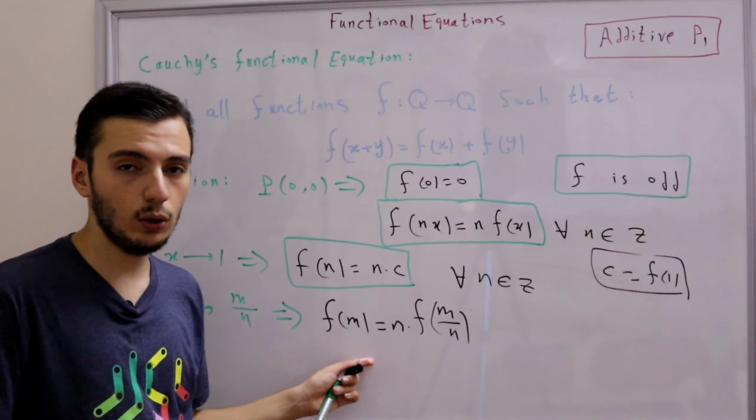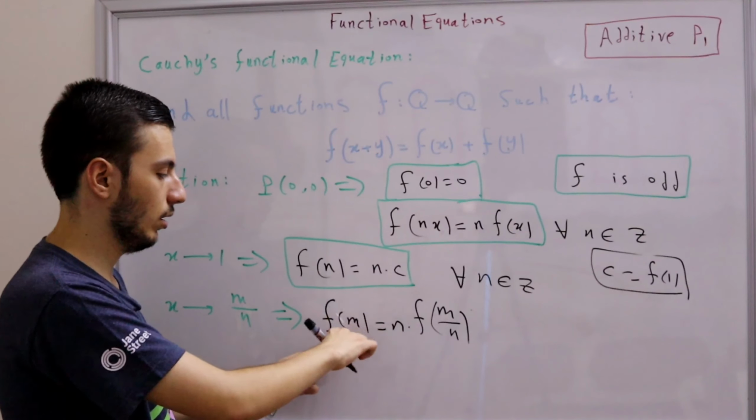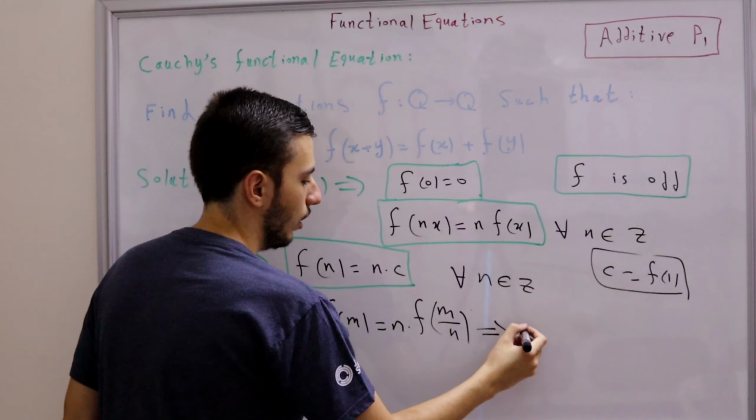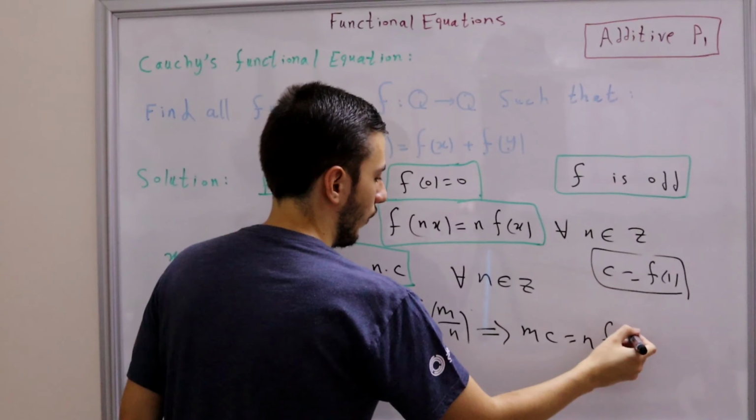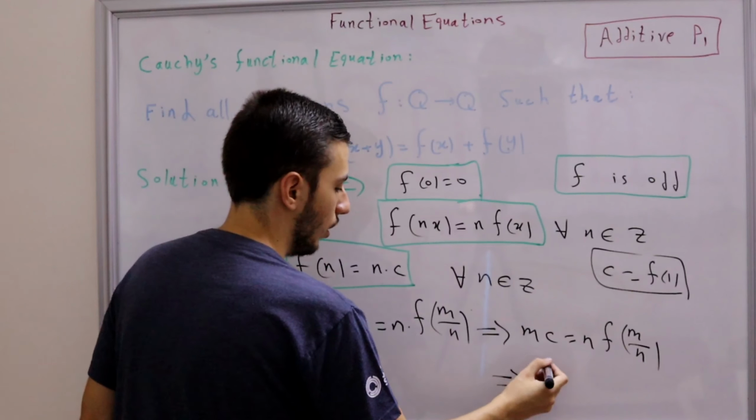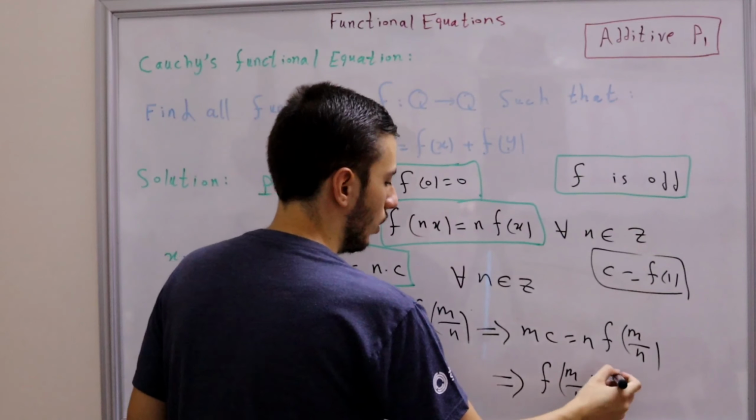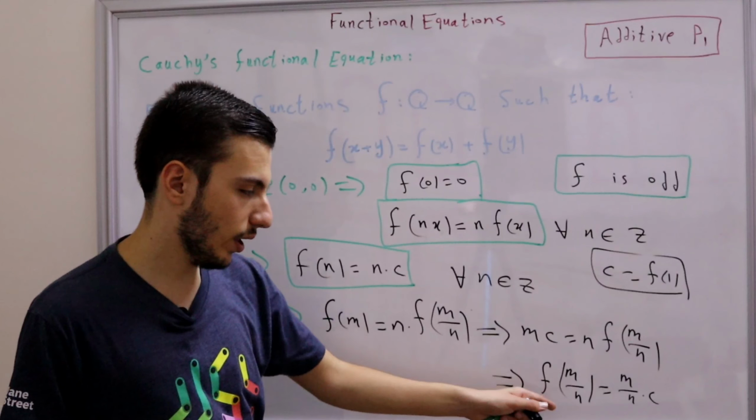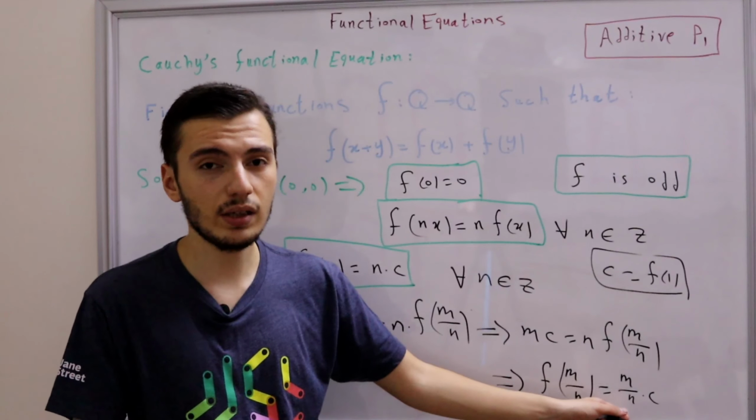But we already know the value of f of m because m is an integer, right? So it is mc. So that means that mc equals n times f of m over n. And of course that means that f of m over n is equal to m over n times c. So you can see that it still holds. So f of x is equal to xc.